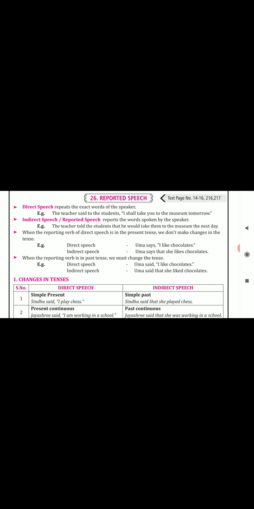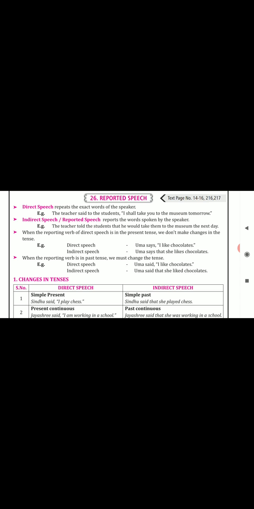Okay, let us see some other examples. When the reporting verb of the direct speech is in the present, we don't make changes in the tenses. But before that, let us know the structure of direct speech. In the first example, the teacher said to the students, I shall take you to the museum tomorrow. In the exam, we are asked to change direct speech into indirect speech or vice versa. So first of all, let us know the structure of direct speech.